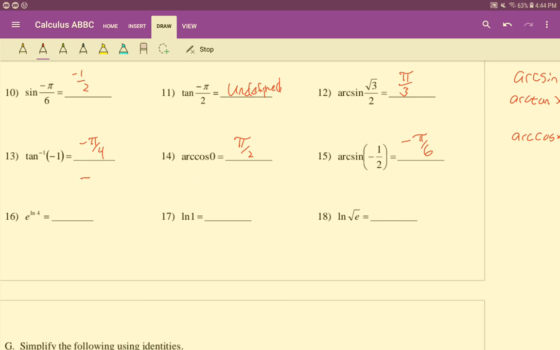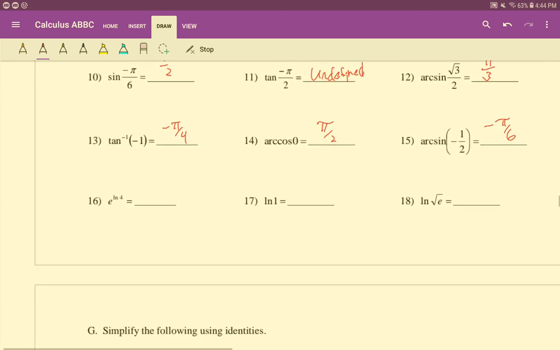Okay. Lastly here, we've got our e and natural log stuff, and this is just a brief review of some of those logarithm properties. Okay. e and natural log are inverses of each other, so they cancel each other out. So when we do e to the natural log of 4, then our answer is just going to be 4.